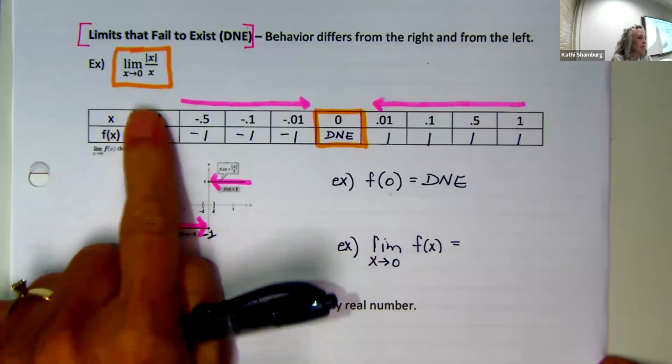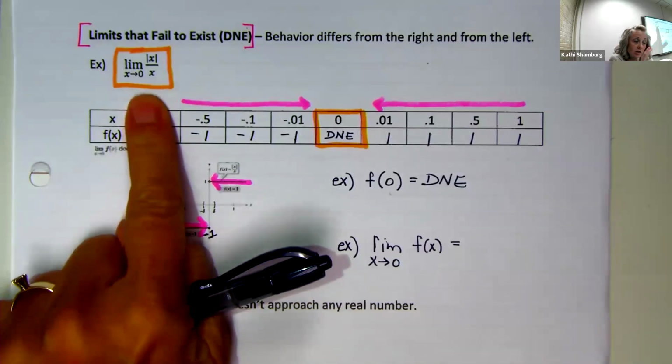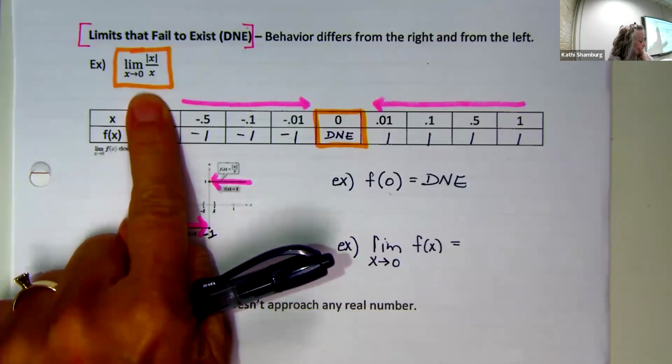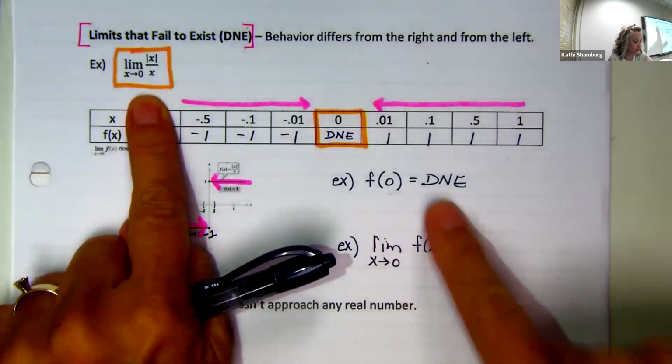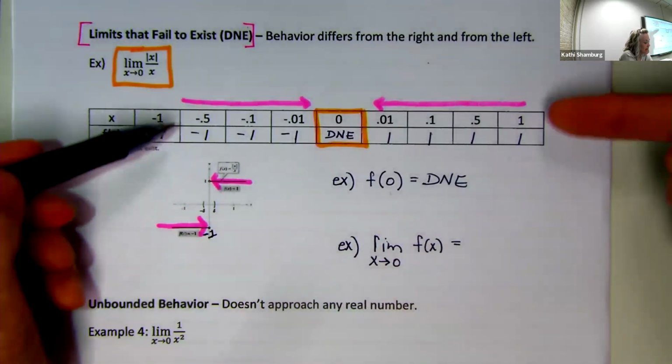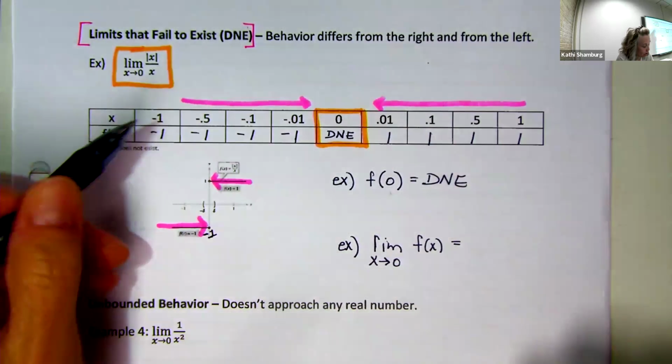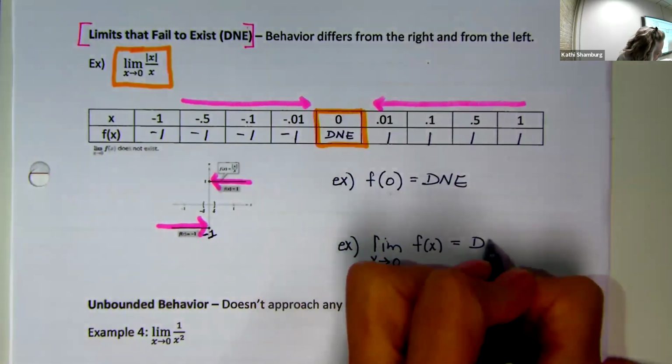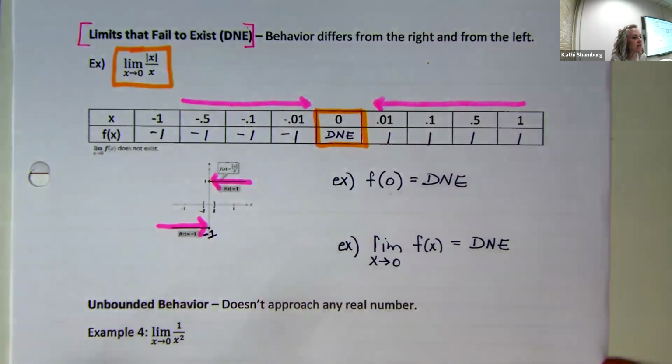Now, doesn't that make sense? What happens to the denominator if you put 0 in for x? You'd get a 0 in the denominator. That's an error. That does not exist. So this f at 0 does not exist. Okay, the limit, because they are approaching two different numbers, that answer is also does not exist.